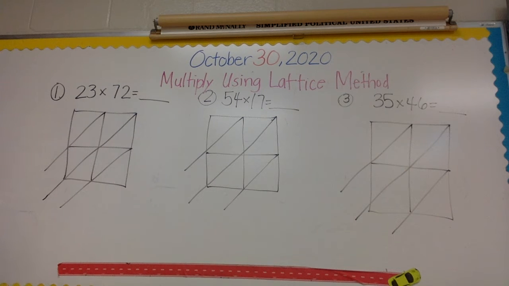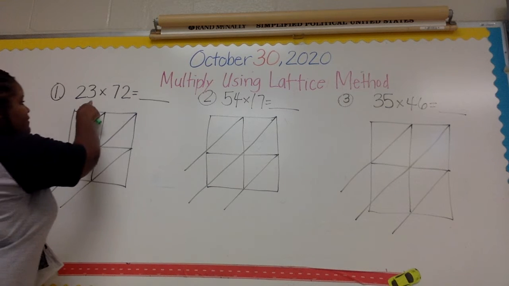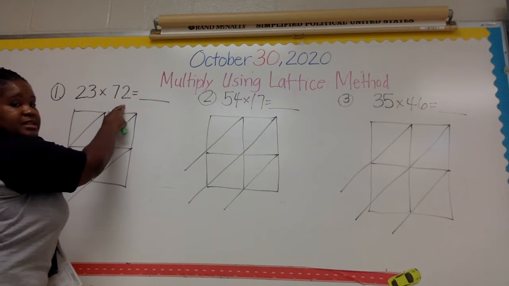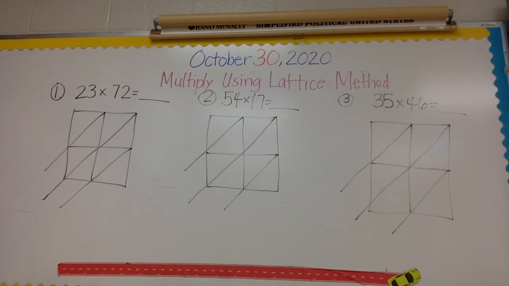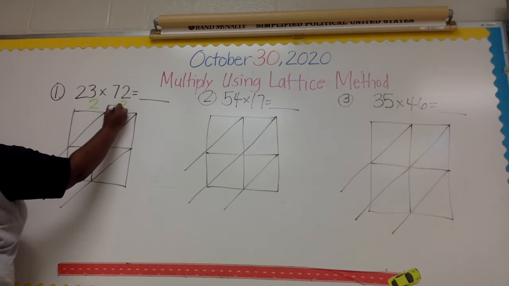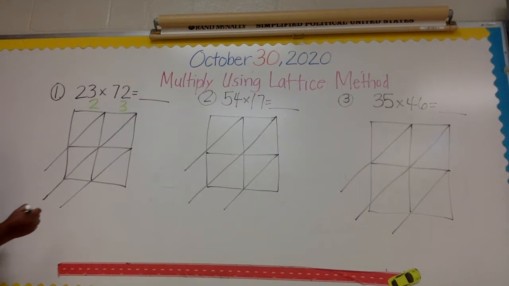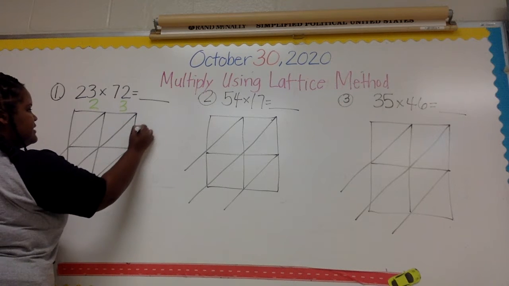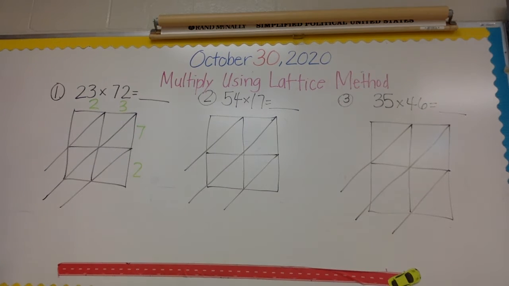Now what we're going to do is we're going to label the sides of the box with the factors. And these are our factors here, the 23 and 72. So we're going to label them, and here we go. I'm going to label this with the 23, okay? And I'm going to label this side with 72. So my box is labeled now with my factors.